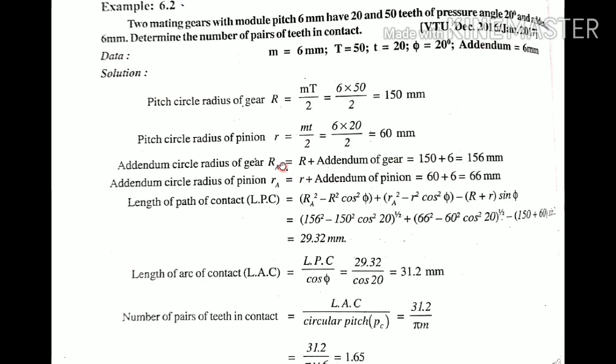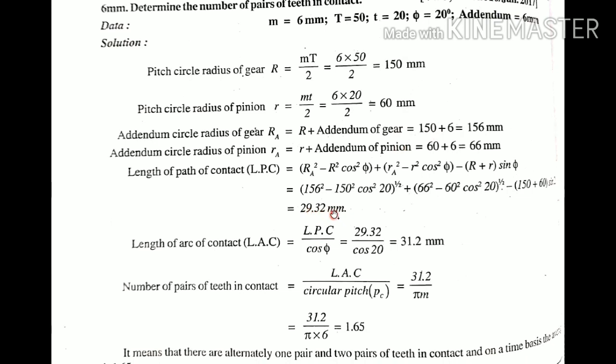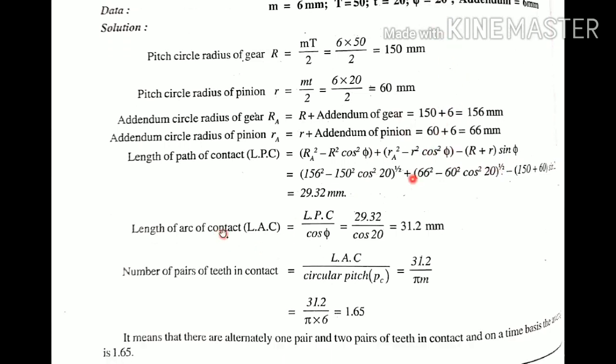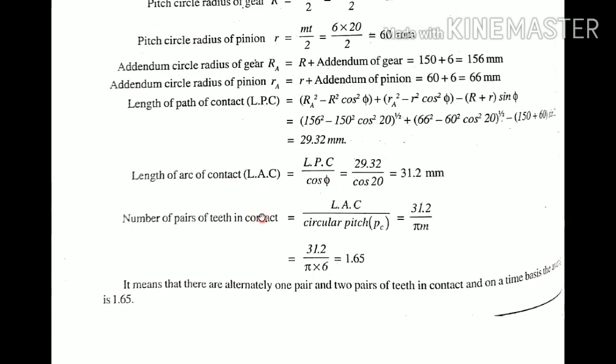So once you get capital RA and small ra, you substitute, then you'll get LPC, that is 29.32. Here the values are substituted in degrees only, not in radians. Keep this in mind. So then you can find the length of arc of contact. LPC is 29.32, then LAC becomes LPC by cos phi, which is 31.2 mm. Finally, we got LAC, so we can calculate the number of pairs of teeth in contact, that is LAC divided by circular pitch. LAC we know is 31.2, and circular pitch PC is pi times M, pi times 6, then you will get 1.65.